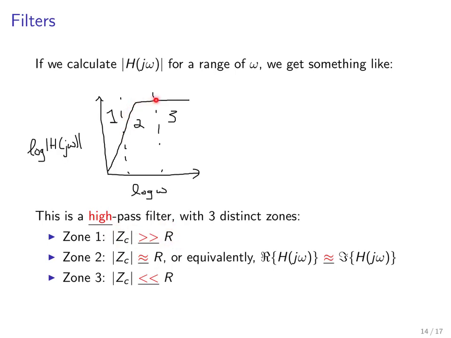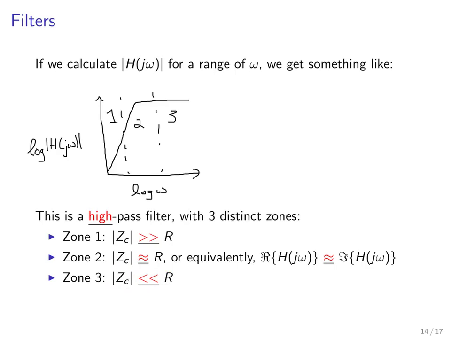In zone 2 we have this elbow region, and that's where the impedance of the capacitor is roughly the same size as the resistor, or equivalently the real part of the transfer function at these frequencies is approximately equal to the imaginary part, or they're at least on the same order of magnitude. And then in zone 3 the impedance of the capacitor is very small compared to the impedance of the resistor, so it's acting more and more like a short, especially as we increase frequencies really high.